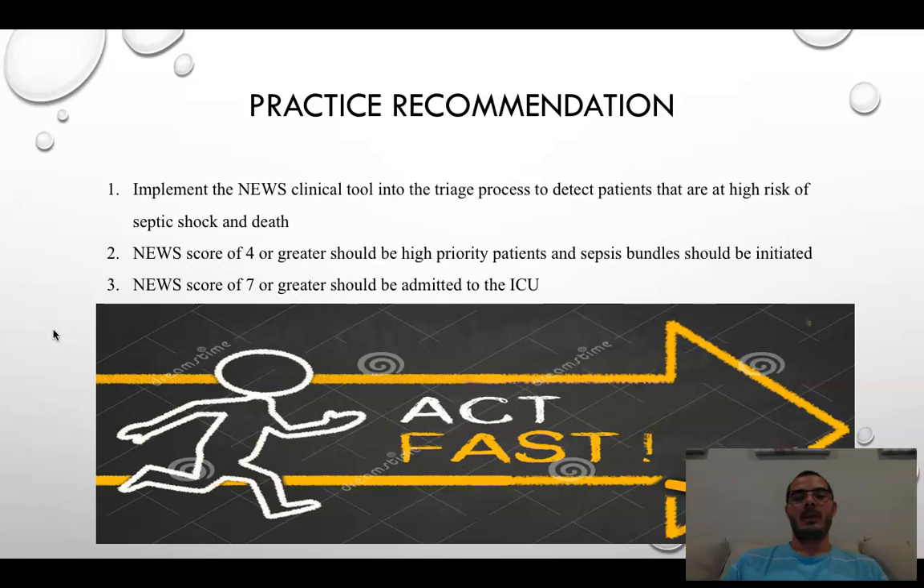So my recommendations right now are, one, to implement a new clinical tool into the triage process to detect patients that are at high risk for septic shock and death. Two, NEWS scores of 4 or greater should be high priority patients, and sepsis bundles should be initiated. And anyone with a NEWS score of 7 or greater should be admitted to the ICU. Anyone with a NEWS score of 7 or greater really should also receive one-to-one care.